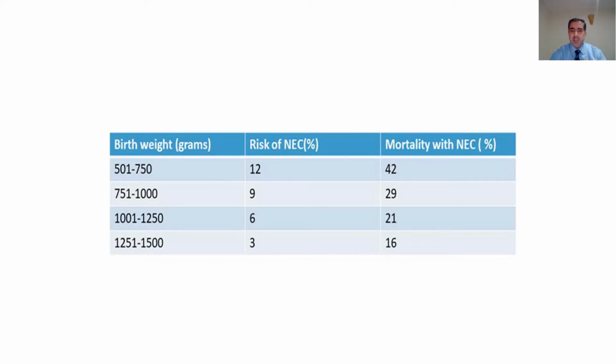Here it shows that the incidence of NEC and mortality are both inversely related to gestational age or birth weight. So the lower the birth weight, the higher the risk of NEC and the higher the mortality. You can see that, for example, for extremely low birth weight babies, ranging from 750 grams up to 1000 grams, the risk of NEC is about 9%, while the mortality from NEC can reach up to 29%, and you can see the figures for different birth weights up to 1500 grams.